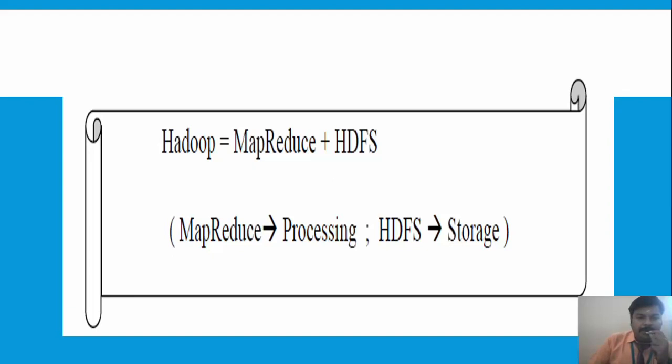Hadoop equals MapReduce plus HDFS. HDFS is the Hadoop Distributed File System. MapReduce is processing, HDFS is storage. So Hadoop is processing of data which is stored in several computers, that is, clusters of computers, in parallel form. We are going to process the data in a distributed file system of storage in clusters of computers.